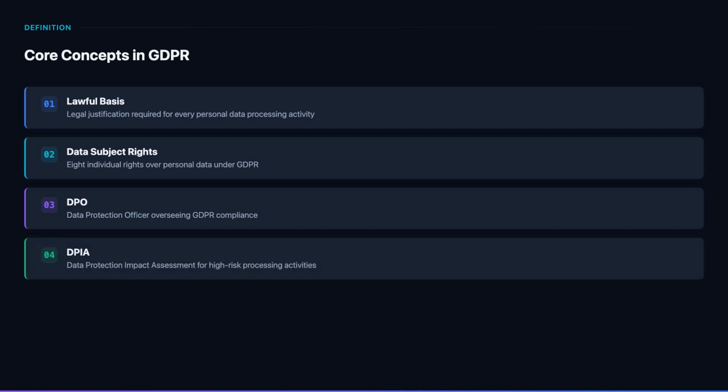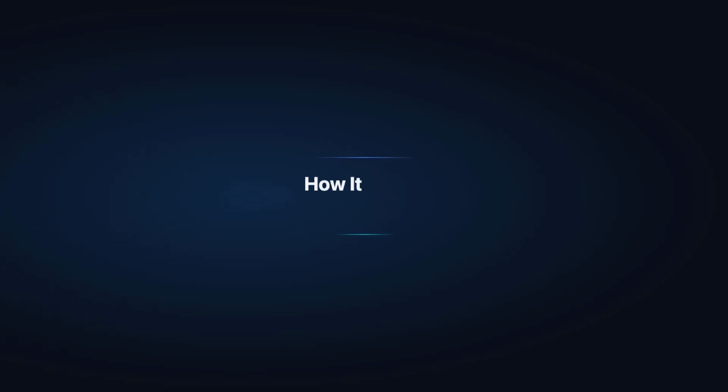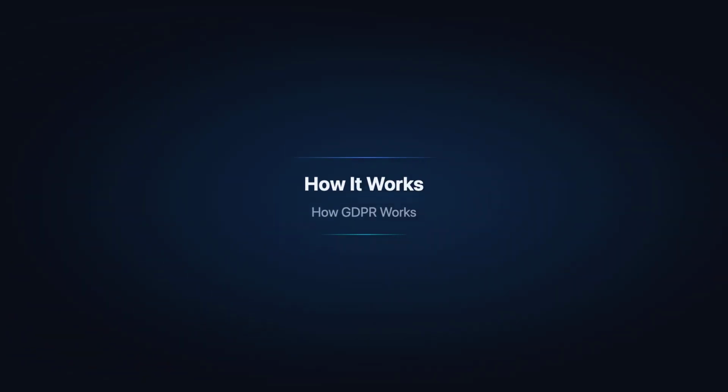A data protection impact assessment is required before undertaking processing that is likely to result in high risk to individuals, and it must systematically assess the risks and the measures taken to address them. Now let us walk through how GDPR operates in practice.